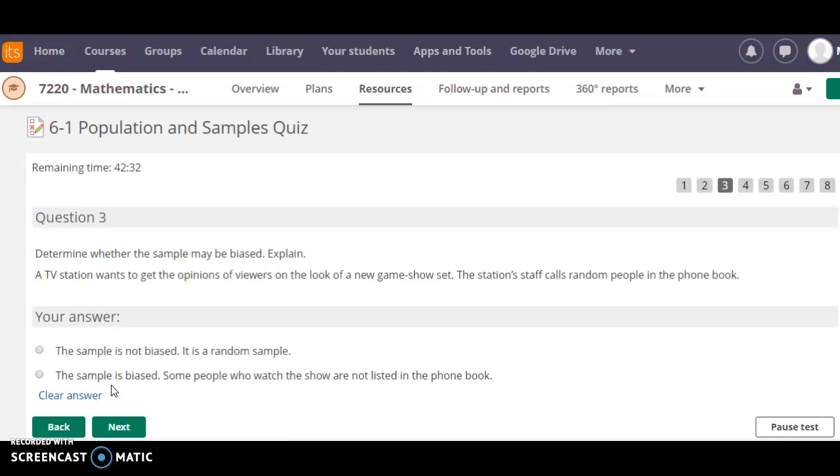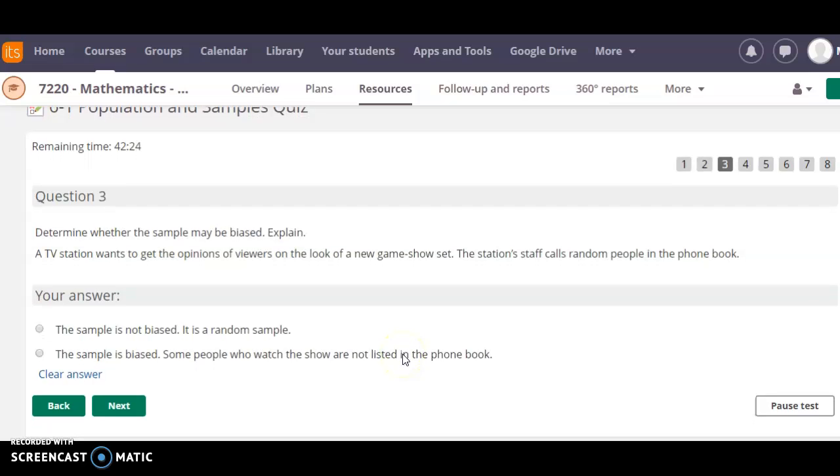Determine whether the sample may be biased. A TV station wants to get the opinions of viewers on the look of a new game show set. The station staff calls random people in the phone book. I know this idea of a phone book is new to you guys, but they do exist. Kind of like you can look up people's phone numbers on the internet, you can also look in an actual book. Not many around anymore. So the sample is not biased, it's random, or the sample is biased.